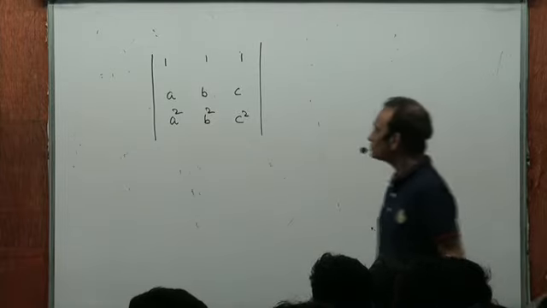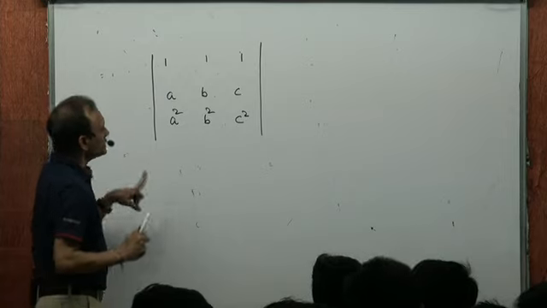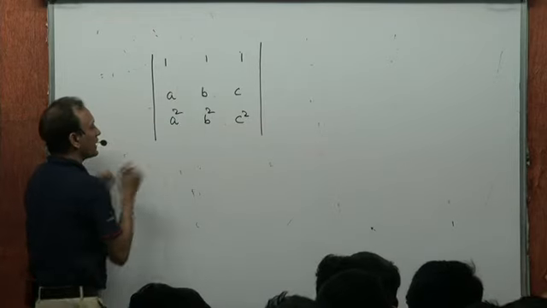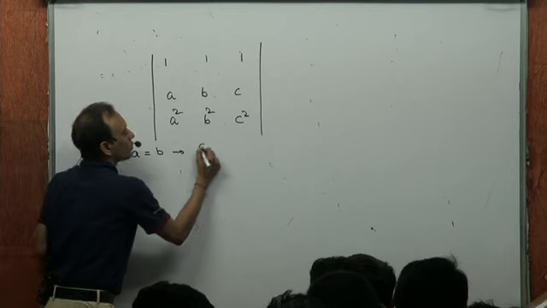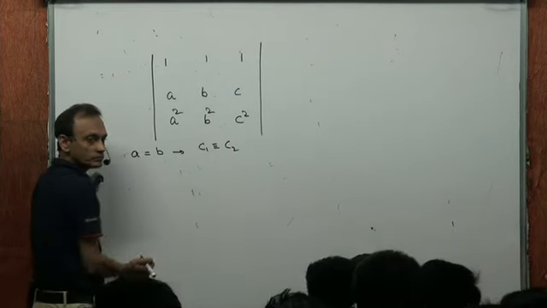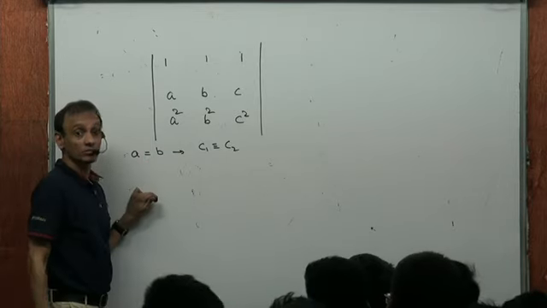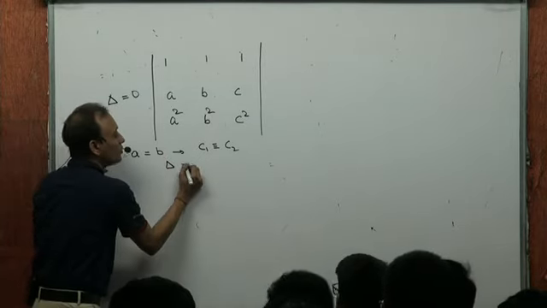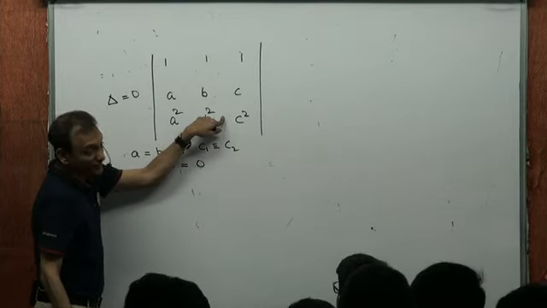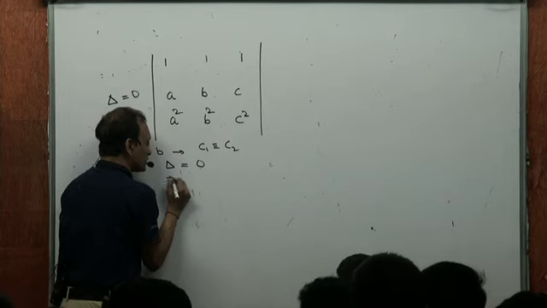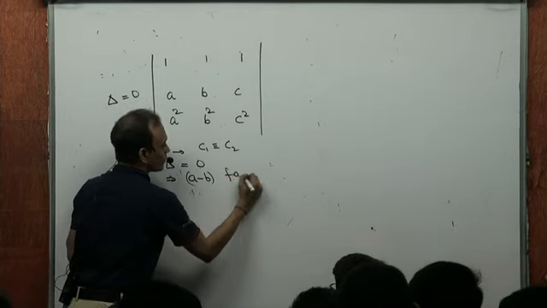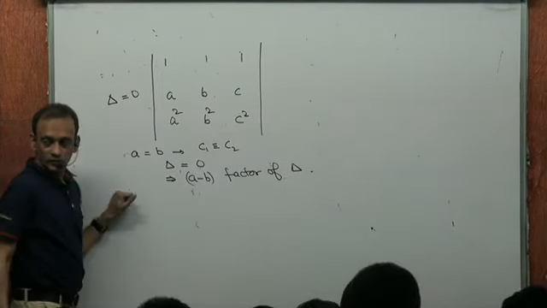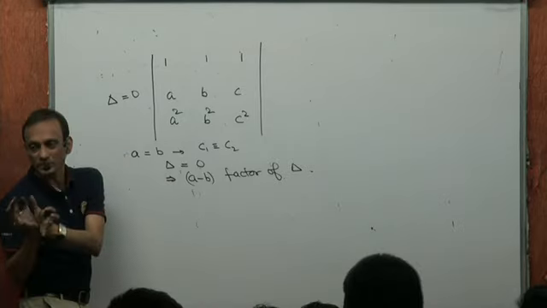See, in this, if you plug in A equal to B, then the first two columns will become identical, right? If you plug in A equal to B, then column 1 will become identical to column 2. That means the value of the determinant will become 0. That means on plugging A equal to B, delta becomes 0. That means A minus B must be a factor of delta. Yes or no? That means delta must be some A minus B into something.